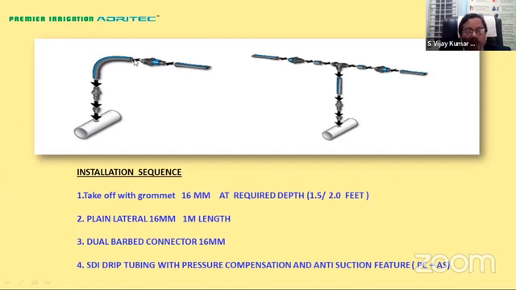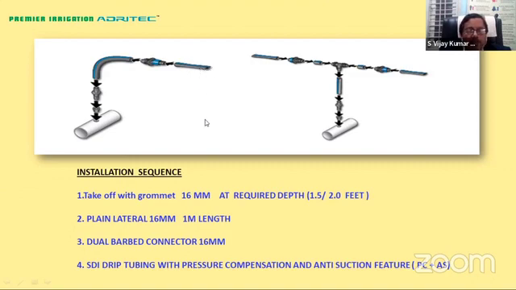Either you could have an elbow kind of a connection or you can have a T connection, if you're going to have the lateral on both the sides. And then we will start initially with 1 meter of blind tube or a plain lateral tube, after which we'll have a connector, and then we are going to have the inline drip irrigation tubing. And that is how the whole thing is done.